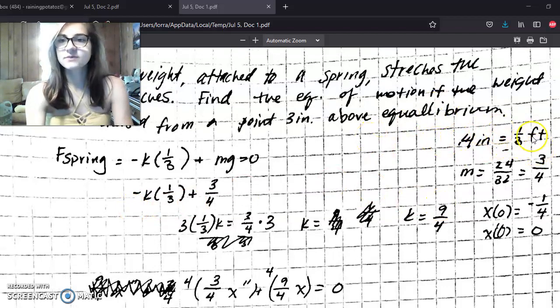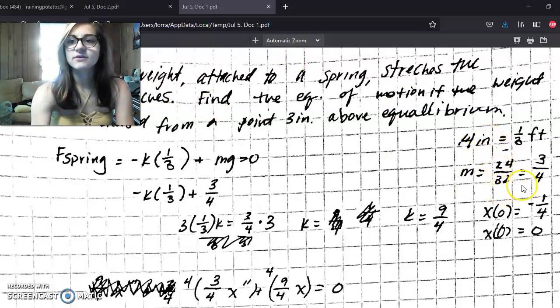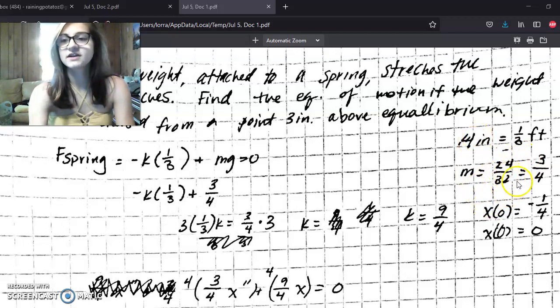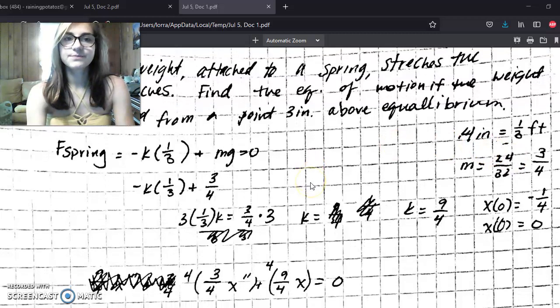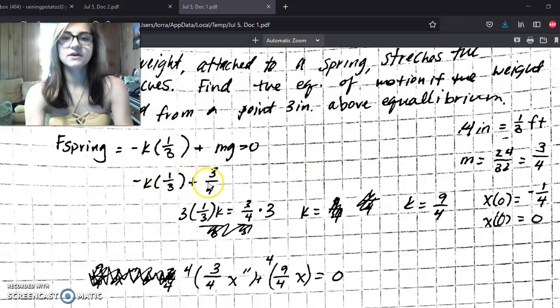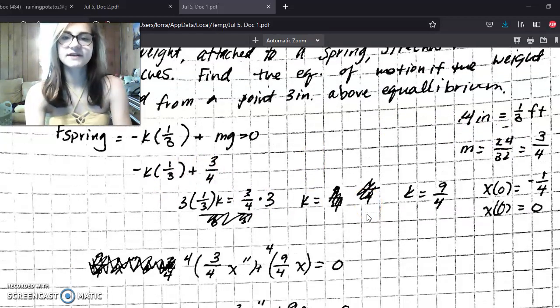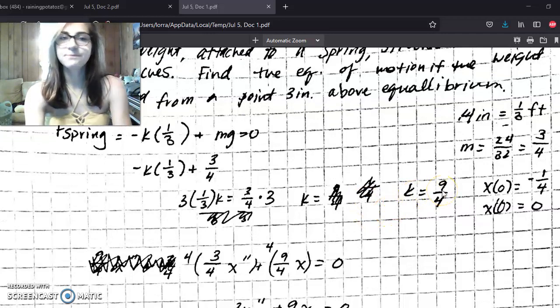And s is 1/3 of a foot because it's 4 inches that it initially stretches the spring. And the mass is equal to 24/32 because it's equal to pounds over gravity, which is 32 feet per second per second. And so that is equal to 3/4 of a slug. And so you fill in that equation and you find k to equal 9/4.